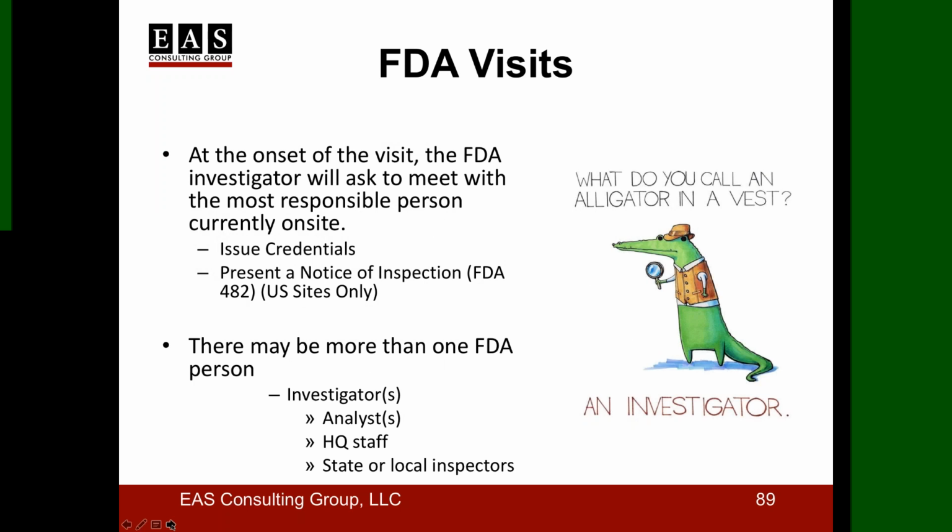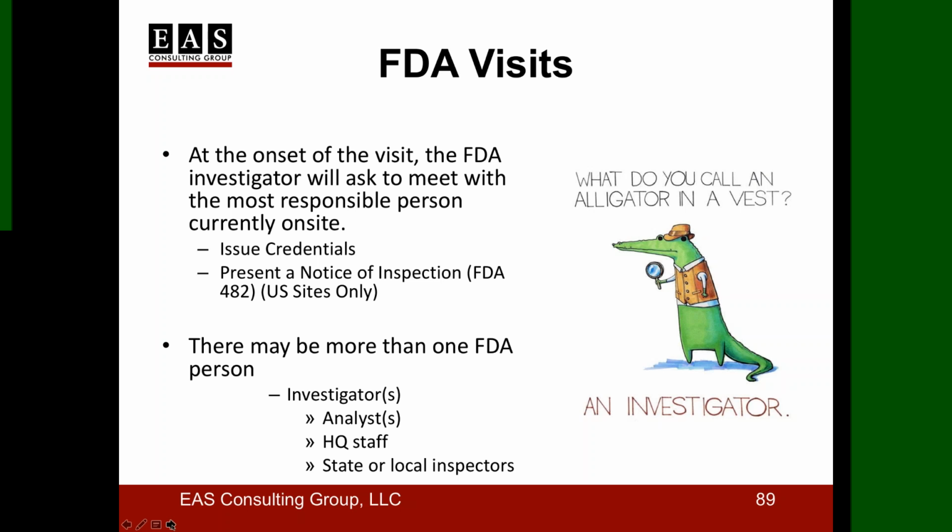So again, I just touched upon that very briefly. So when FDA walks in the door, they're going to ask to see the most responsible person. If it's in the U.S., they're going to issue a Form 482 to that person and show credentials. If it's a foreign firm, they just show credentials. There may be more than one person. They may be having more than one investigator. Maybe it's a training exercise, and they bring a new investigator out.